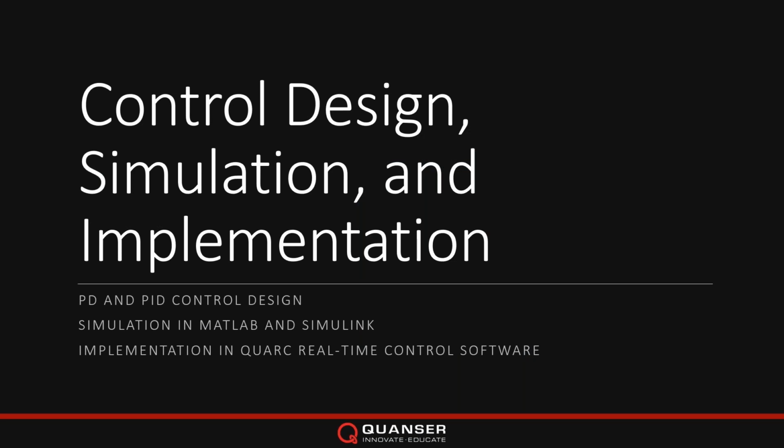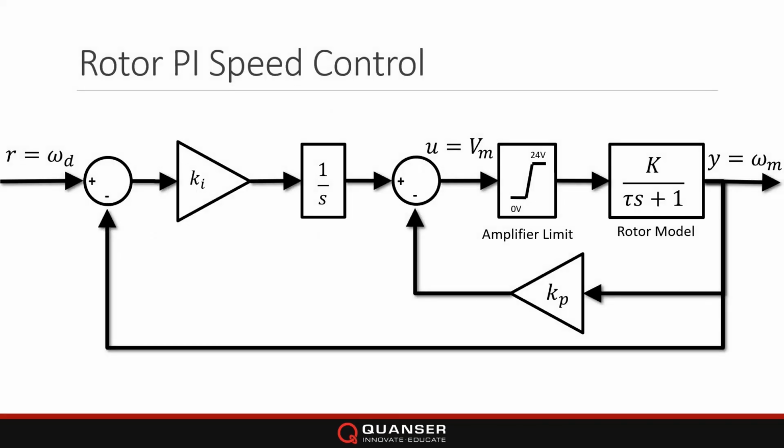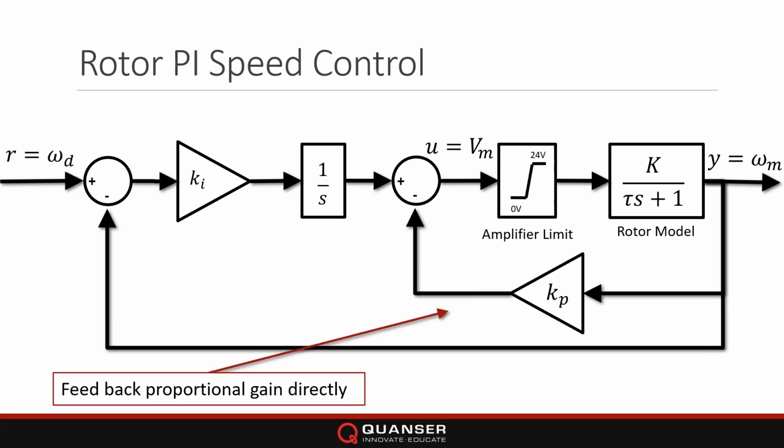All right, so now we move on to the control design, simulation, and implementation portion. So let's start with the inner control, right? So this is the inner control that will regulate the speed of the rotor. So we're going to be designing a PI controller. Now, this is not your standard PI controller, right? What we're doing here is we're feeding back the process variable, which is the rotor speed, the proportional term directly in the input, right? Not given the error. So we're feeding this back directly.